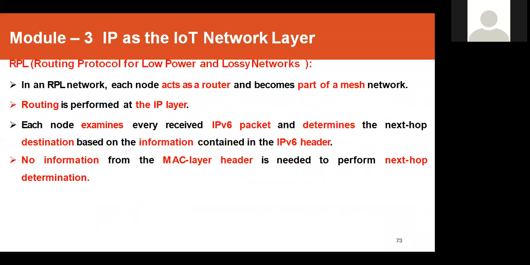Here in this network, each node acts as a router, definitely, because it's a protocol where it's going to transmit the data and becomes part of the mesh network. Routing is performed at the IP layer. Each node examines every received IPv6 packet and determines the next hop destination based on the information contained in the IPv6 header, because the IPv6 header contains some data. Based on that, it's going to examine the next destination address.